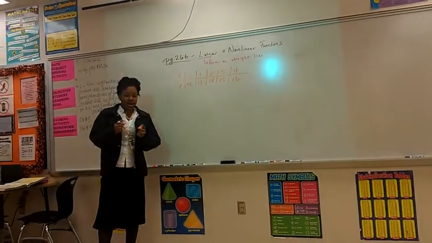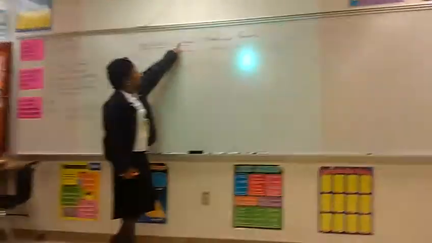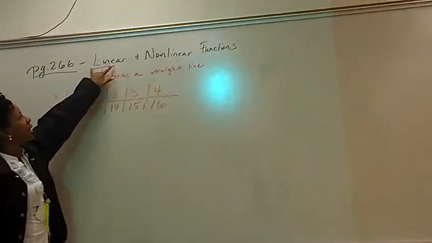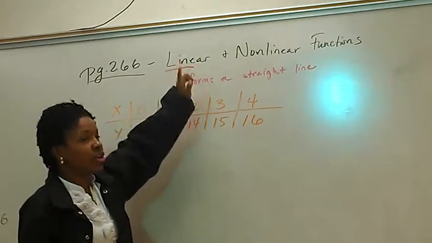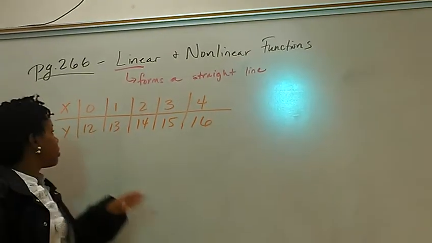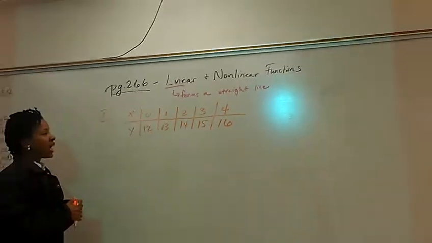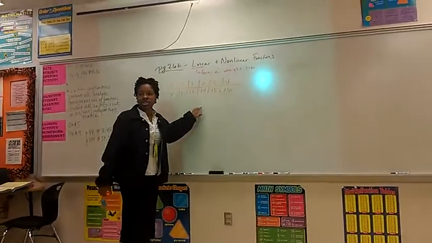are linear and non-linear functions. And as you can see, inside of the word linear, you see the word line. So a linear function is a function that forms a straight line. Okay? So question number 1 on page 266, they ask you to graph this function, this table.